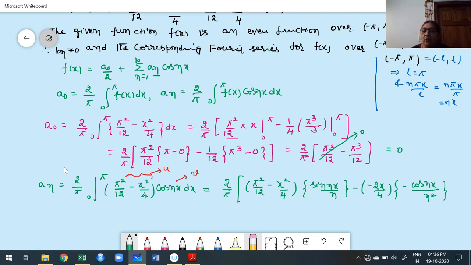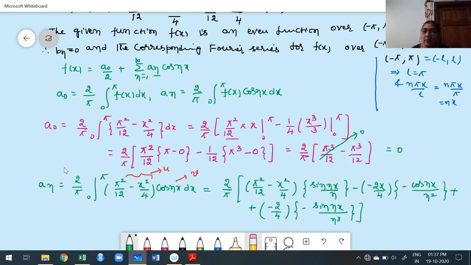Most of the students make a mistake here. They write minus into minus plus like that. Don't write it. What we get in the second integral, write it like that. Then it is easy to carry in the further steps. Plus the derivative of this function: the second derivative of the first function is minus 2 by 4 into, again integrating, minus of sine nx by n square into n, that is n cube. I think everyone knows how to integrate cos of nx: it is sine nx by n, because of the coefficient of x. Again we get n square, again we get n cube.